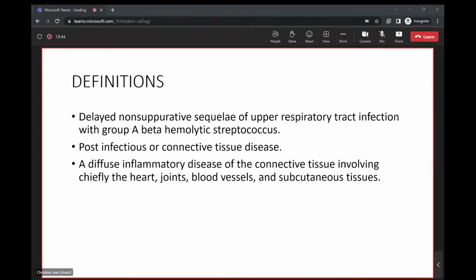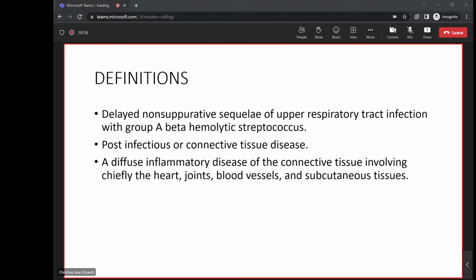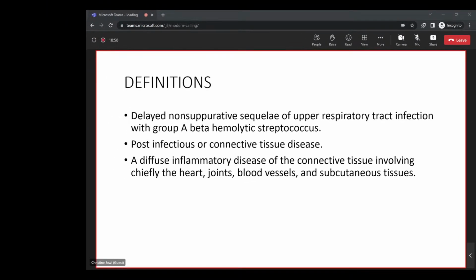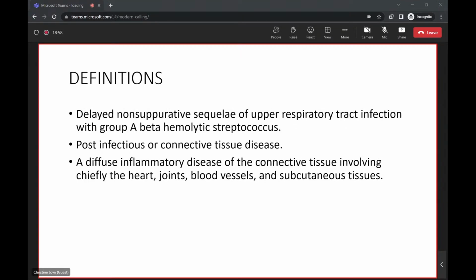So it is considered a connective tissue disease. It is inflammatory and it is diffuse. It is a diffuse inflammatory condition, and it involves the connective tissues. And most of these connective tissues are spread all over. So we have them involving the heart, the joints, the blood vessels, and the subcutaneous tissues. And this is what usually forms the major criteria, and we also have some minor criteria.